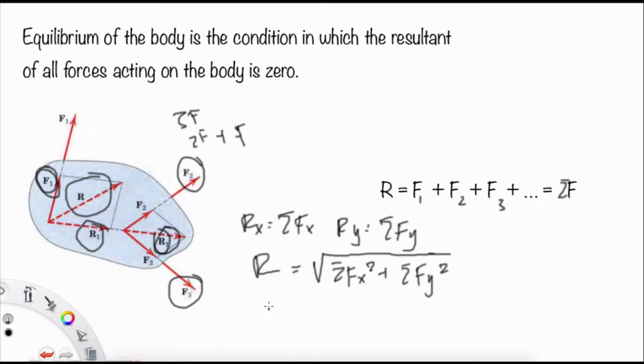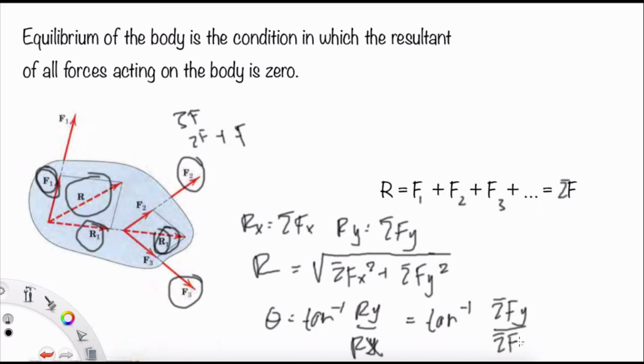And how do we find the angle of this? We can still use theta. By using theta, we can use tangent to the power of -1 of Ry divided by Rx, or tangent to the power of -1 of sigma Fy divided by sigma Fx.